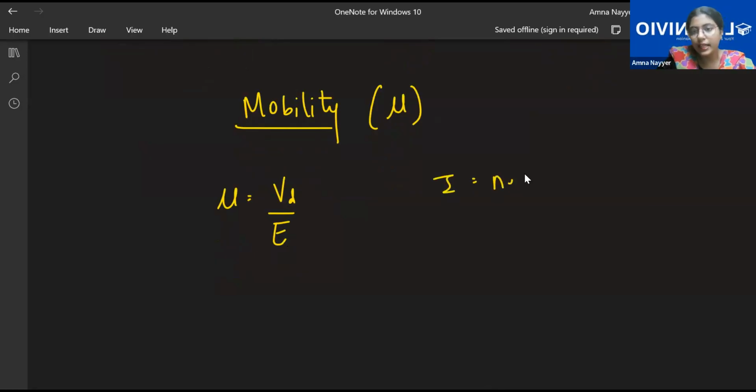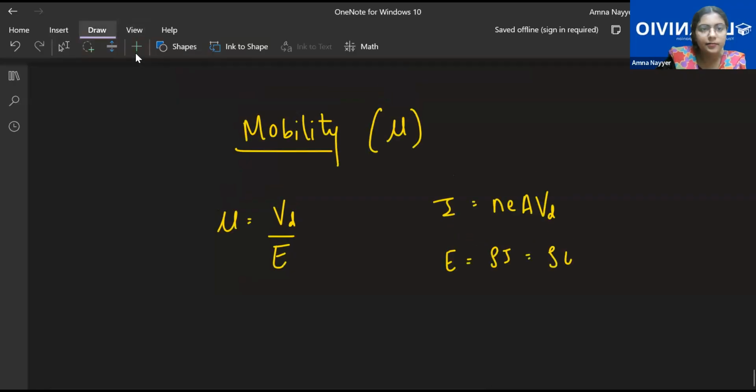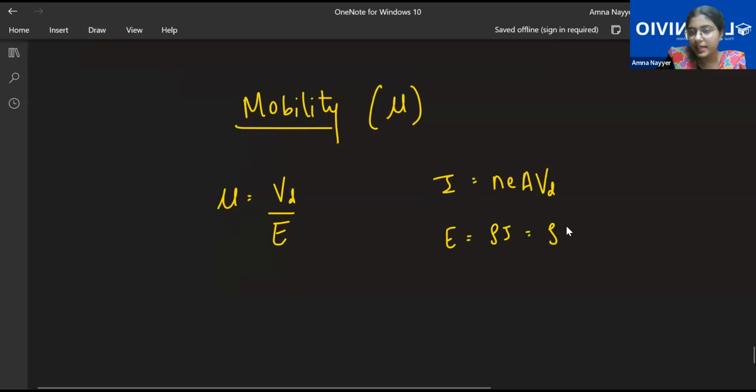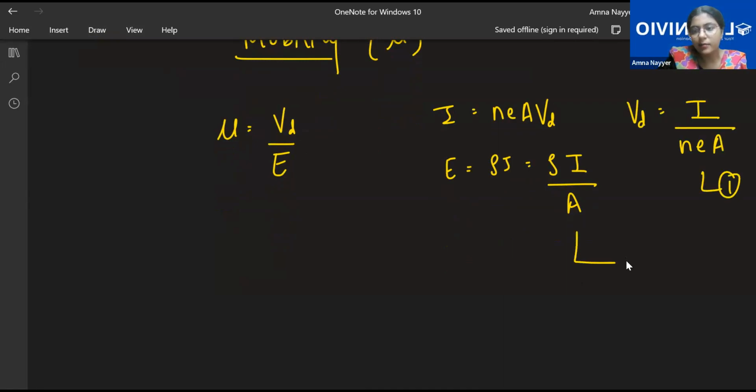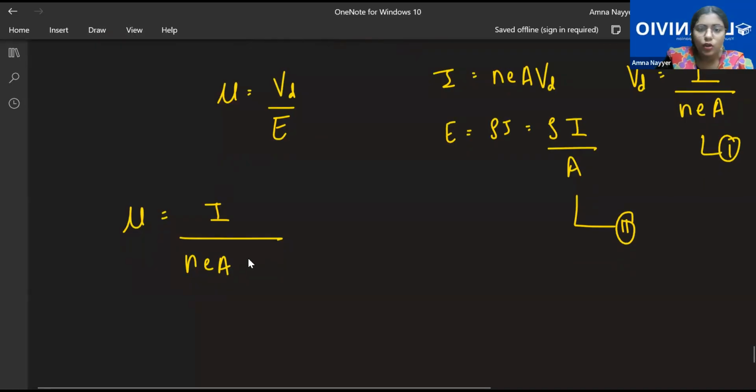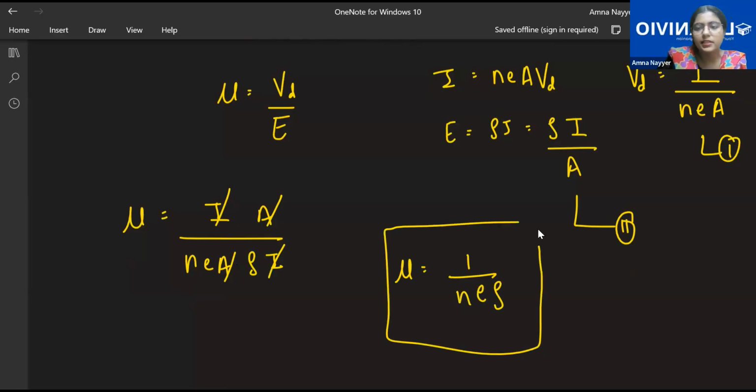So this is the formula for mobility. Now see, current, you know, I = nAeVd. This formula is also there. Electric field is rho into J, and J can be written as current per unit area. So electric field will be rho I by A. If I put the value of Vd, what will be the drift velocity from here? Drift velocity will be I by nAe. This is one formula. And electric field will be rho I by A. So mu will be I by nAe divided by rho I by A. A will be cancelled, current will be cancelled. The formula for mobility is 1 by n e rho.